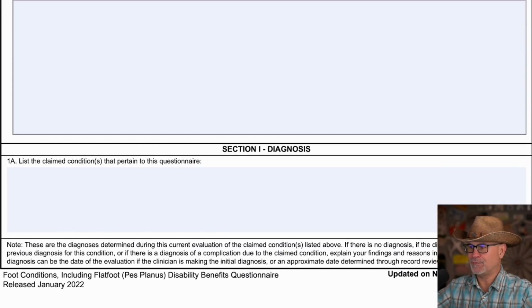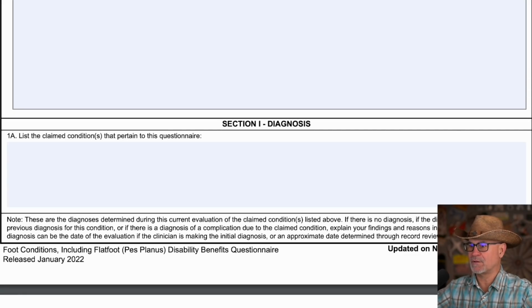So you're going to need a diagnosis here. And if you look here on the bottom left, foot conditions, including flat foot, have been updated. This is released January 2022. They actually updated all the DBQs, so make sure you go to the VA's website and download the January 2022 edition. You don't want to give the VA a reason to deny your claim because you filled out an outdated DBQ. They actually do stuff like that, something that should be in the duty to assist, but they do it. So make sure you have the right DBQ, links in the description.